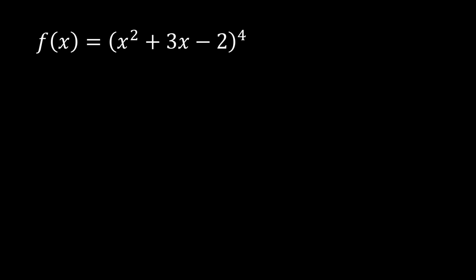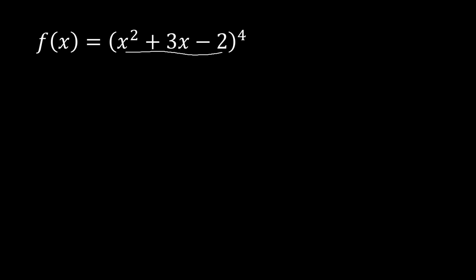As you can see here, the outer function, the first thing that we can see, is a power function being raised to a power of 4. That's a power function. Inside that one is another function, which is a polynomial function, namely a quadratic function. This one is an example of a derivative using the chain rule.